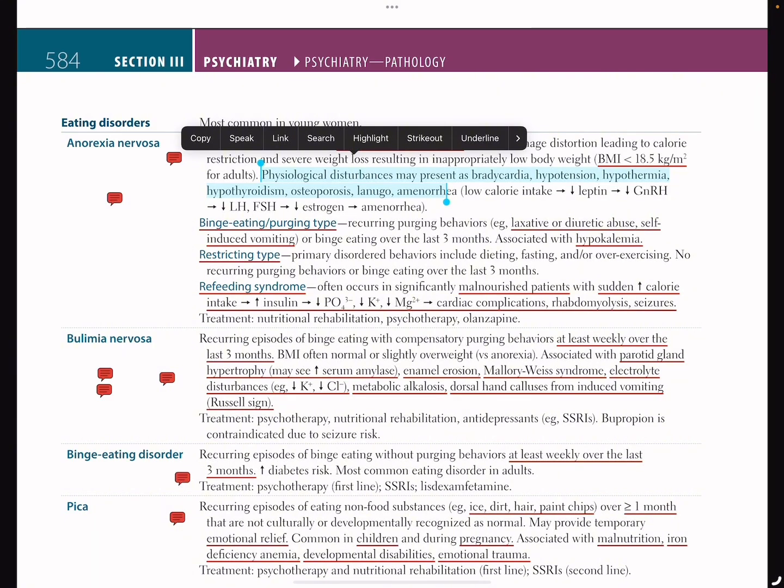Restricting type, these are the types of anorexia nervosa. Restricting type: primary disordered behavior includes dieting, fasting, and/or over-exercising, without recurrent purging behavior or binge eating over the last 3 months. Refeeding syndrome often occurs in significantly malnourished patients with sudden increased caloric intake, increasing insulin and decreasing phosphate, potassium, magnesium, and glucose, with complications. Treatment: nutrition, rehabilitation, psychotherapy, olanzapine.